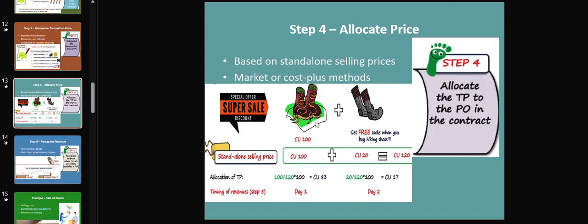Next, we have step number four, the allocation of the transaction price. The transaction price is allocated to the performance obligations based on the standalone selling price, which may be estimated using a market-based or cost-plus approach. We will try to cover this IFRS 15 through an example. Then we will hopefully understand all these processes.